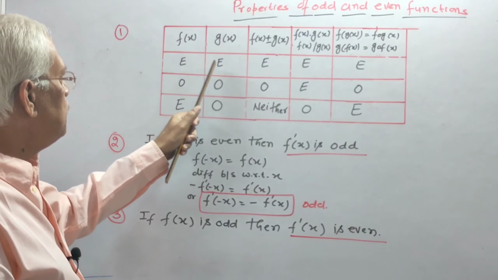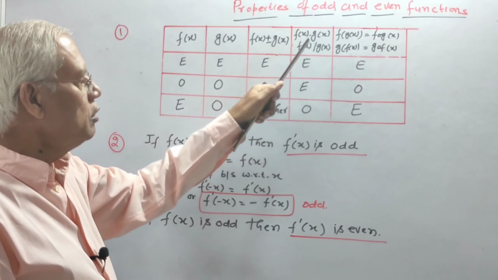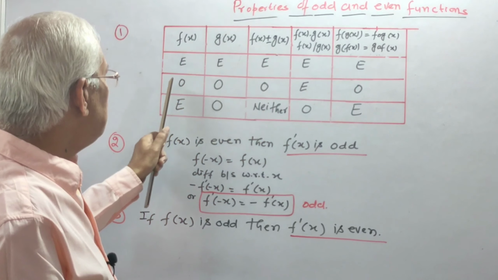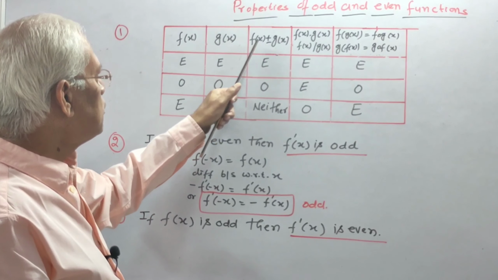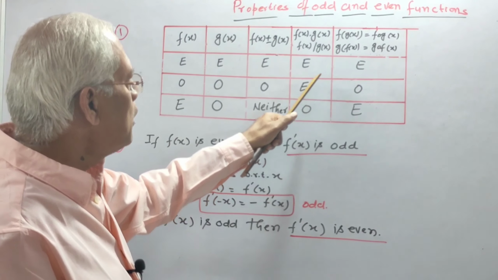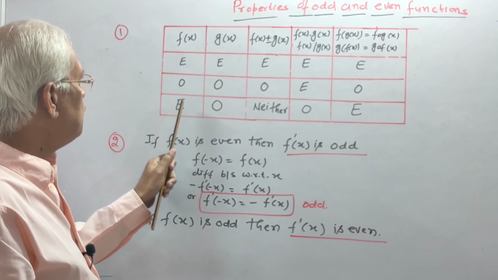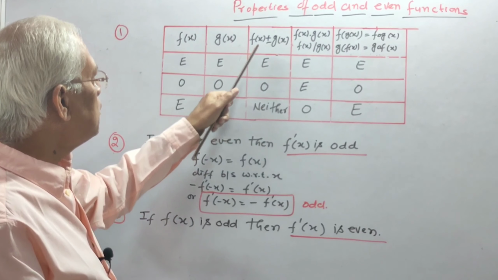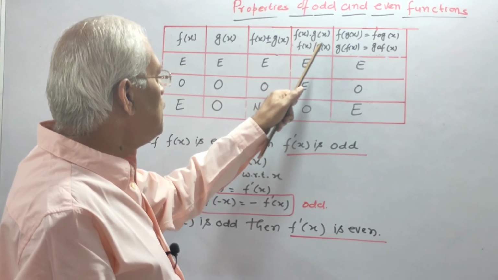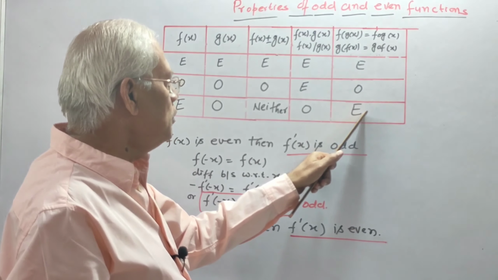If f(x) and g(x) are even, their sum and difference will be even, multiplication and division will be even, and their compositions will also be even. If both are odd, then sum and difference will be odd, but multiplication and division will be even, and their compositions will be odd. If one of them is even and the other is odd, then their sum and difference will be neither even nor odd, but multiplication and division will be odd, and their compositions will be even.